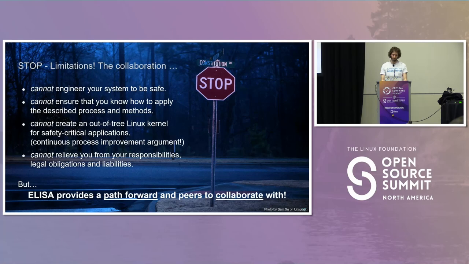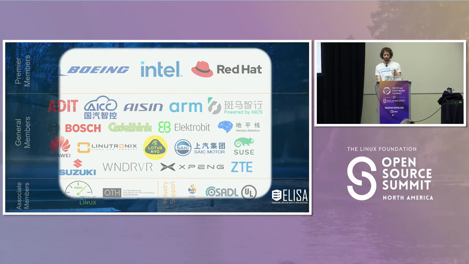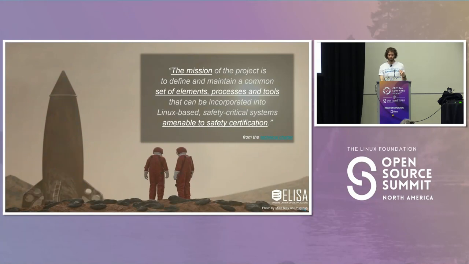And the ELISA project is just a way to provide a path forward to collaborate with peers, and these peers are from different industries. We have a lot of automotive partners in there. We have strong drivers from aerospace with Intel and Red Hat, also some wider partners which are acting in multiple industries. We collaborate with Automotive Grade Linux, I come to this also later, and a little bit with the Civil Infrastructure Platform. These are partners in here. And if you get so many people together, you need to come to a certain mission and say, this is what we subscribe to. And these are a set of elements, processes, tools, which are later on amenable to safety certification. So all that we are doing tries to bring this path forward.